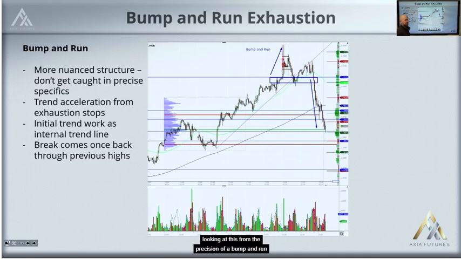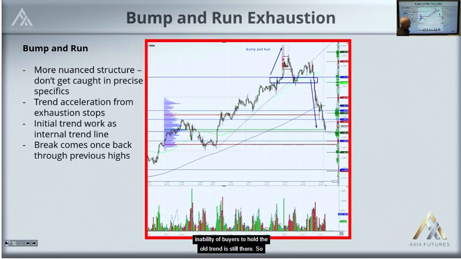If you're looking at this from the precision of a bump and run trade and trying to work from a sort of textbook example, you're going to look at this and say, well, that hasn't worked. And granted, in the textbook nature, it hasn't. It's become an internal trend line, and the market then later on rolls over. But the mechanics of what's happened, the importance of that exhaustion phase in ending the move up is still there.